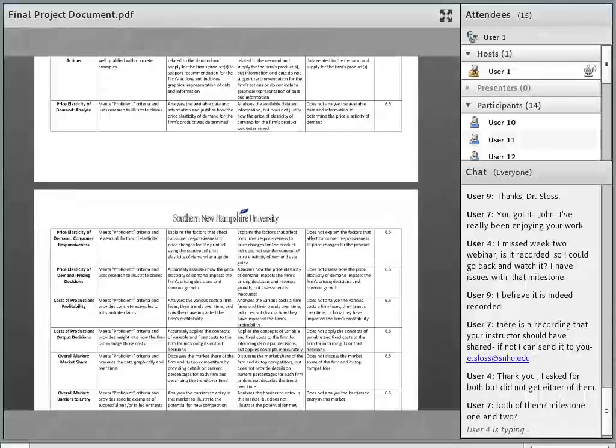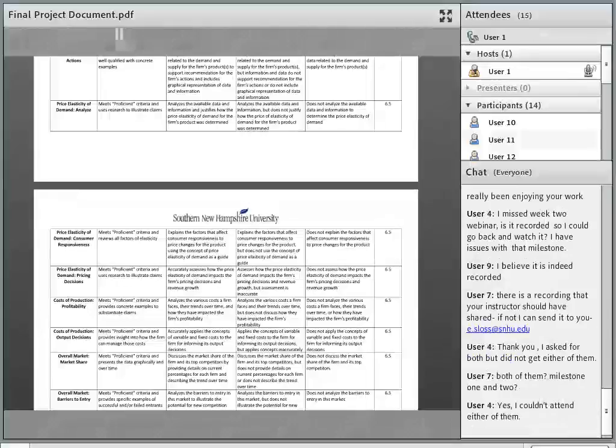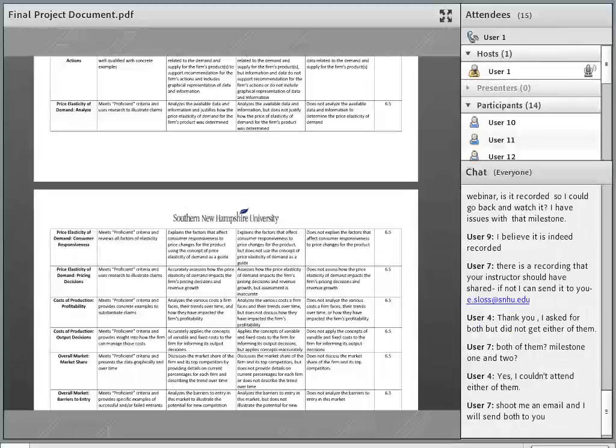For the second price elasticity of demand element, consumer responsiveness, this one is very straightforward. So this is some low-hanging fruit. If you're at proficient now and you need to get to exemplary, all you have to do is review all the factors of elasticity. Those are spelled out in our textbook very clearly, and we've linked to that and listed them in the final project guide. So you have them all listed for you there. You know exactly what you need to do.